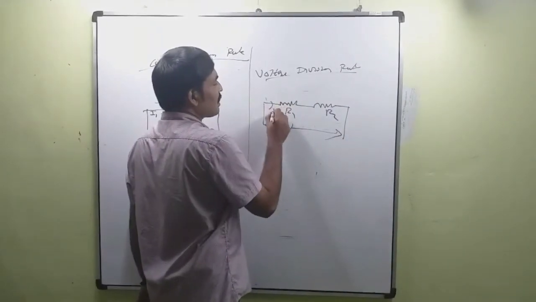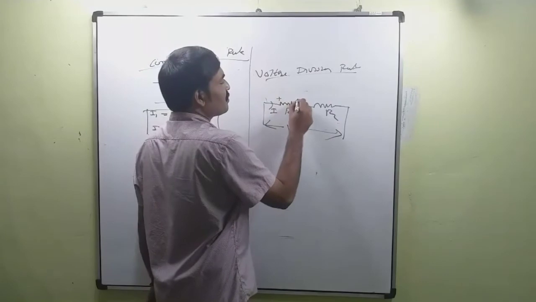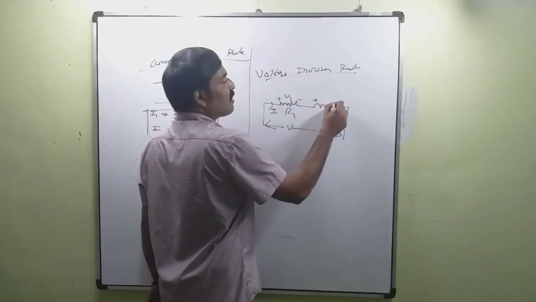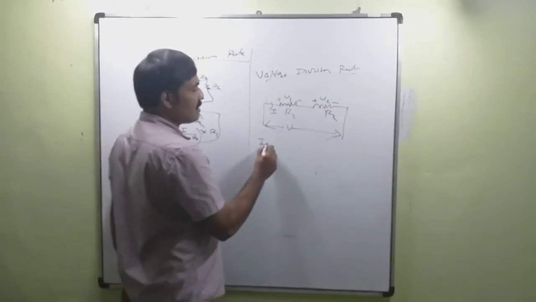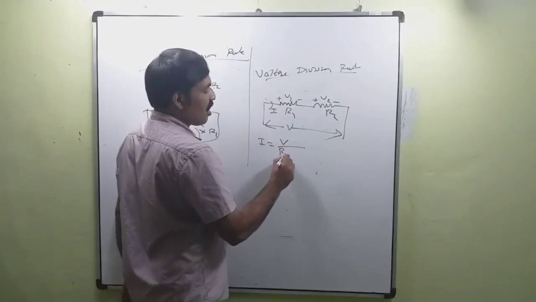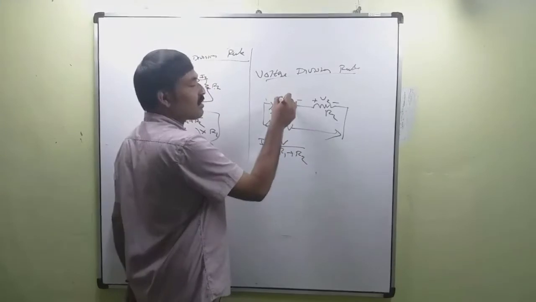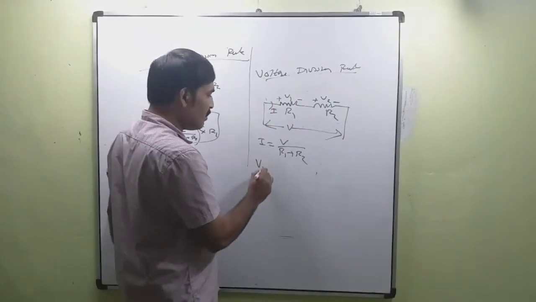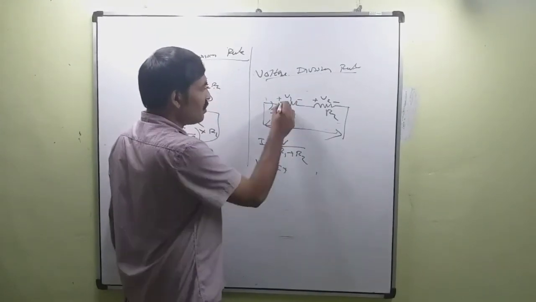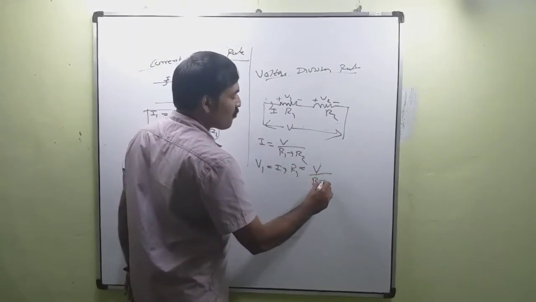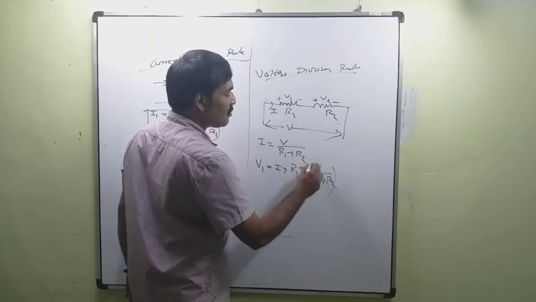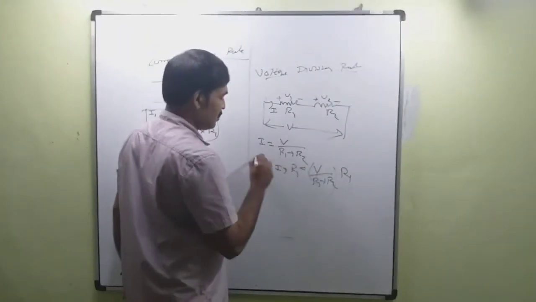Let this current be I, with voltage V1 across R1, and across R2, let it be V2. Then we know that the current I is equal to V divided by R1 plus R2. So the voltage across resistance R1, that is V1, is equal to I into R1. So this is equal to V divided by R1 plus R2, multiplied by its own resistance.